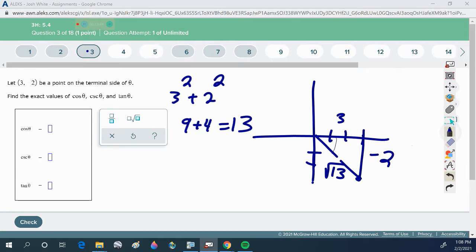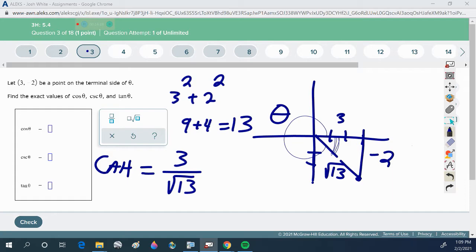So here is my angle. That is my angle theta. But I'm dealing with this reference angle to build the triangle. What is the cosine of that triangle? So cosine is a over h. So the a side is 3 over root 13, but can't leave a root in the denominator. So we get 3 root 13 over 13.